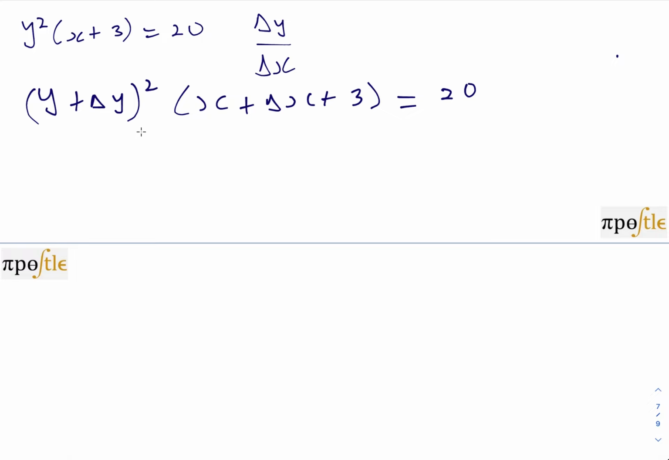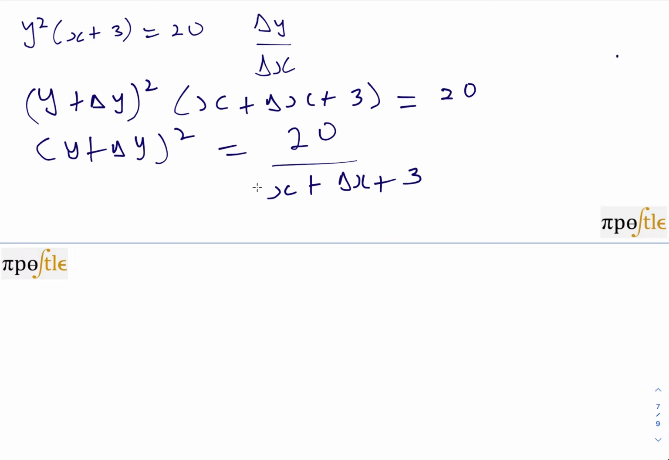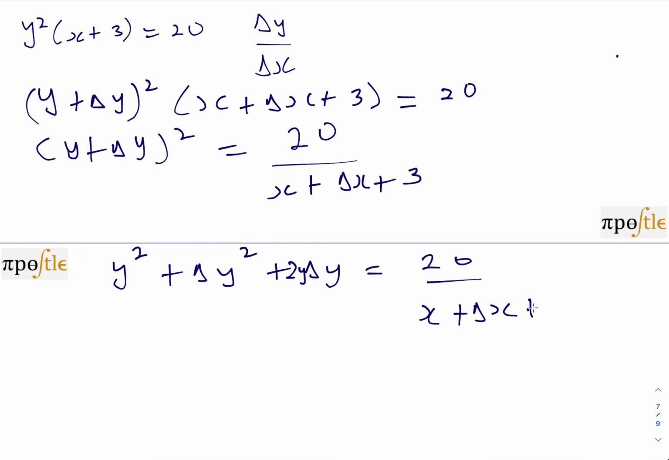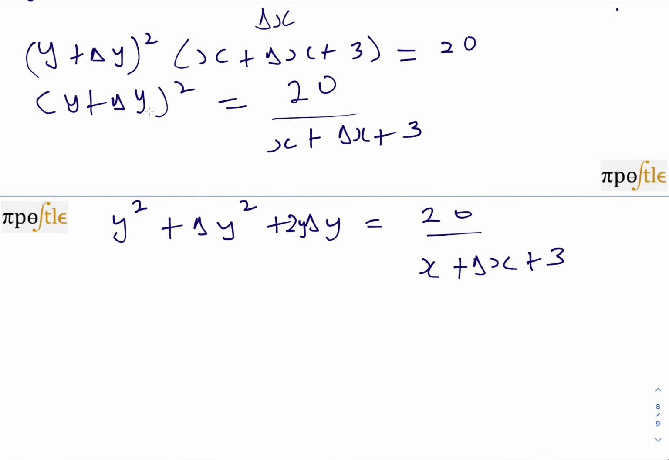Now, one thing we can do here is say (y plus delta y) all squared equals 20 divided by (x plus delta x plus 3). What are we trying to get? We're trying to solve for change in y divided by change in x. If I go further, I can expand this. On the left-hand side this becomes y squared plus 2y delta y plus delta y squared, and the right is 20 over (x plus delta x plus 3). This is just expansion using binomial expansion.